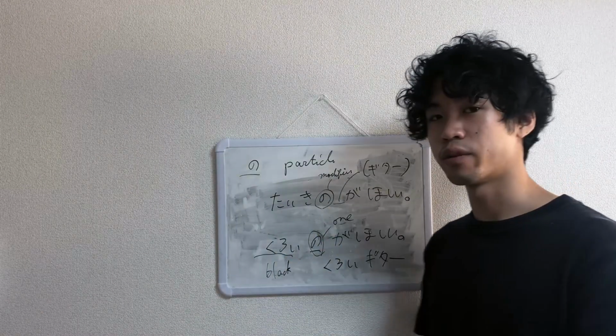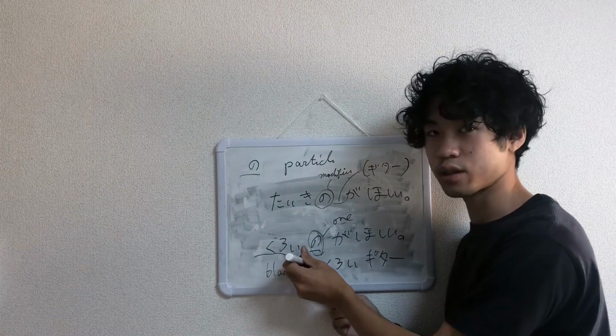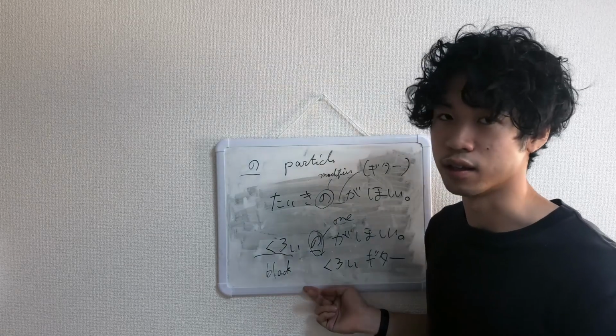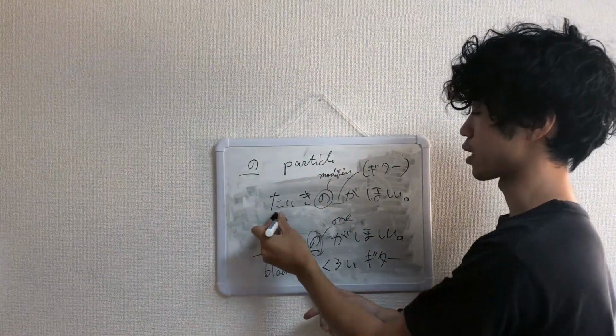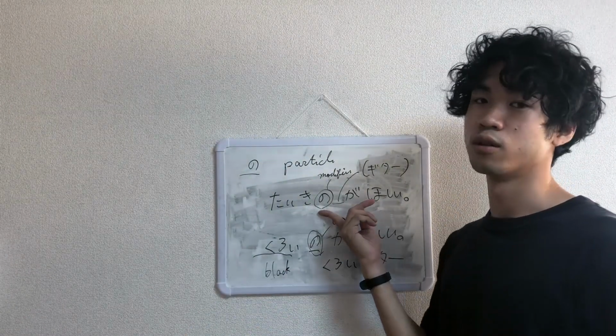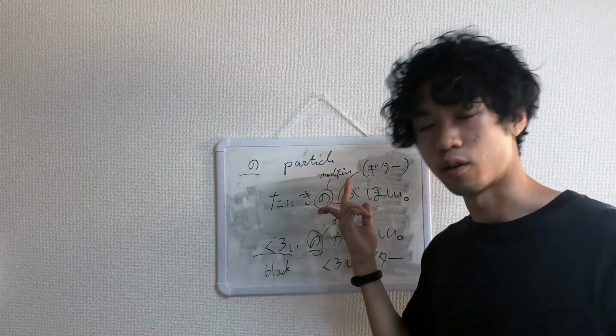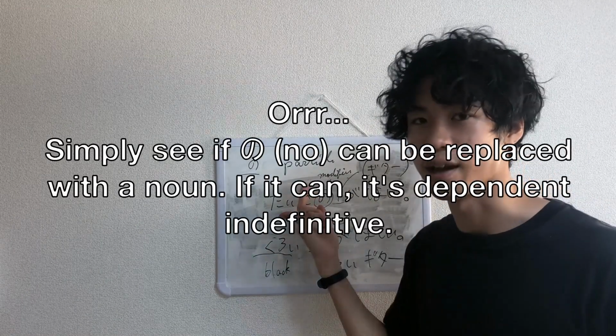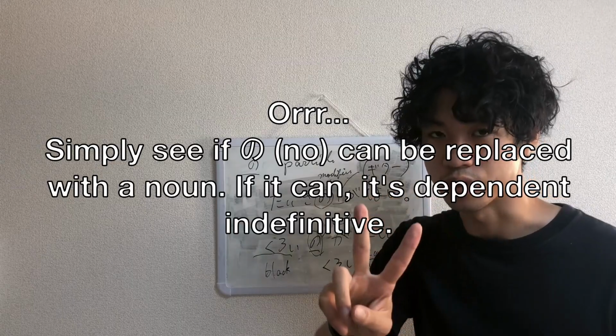Or a simpler way is, if this here is an adjective, it's going to be dependent indefinitive. Kuroi is an adjective, whereas taiki is a noun. It is always going to be modifier or possessive if it's a noun. So those are two usages of no so far.